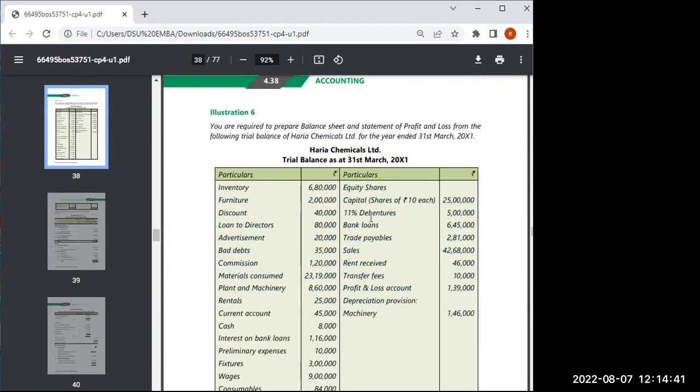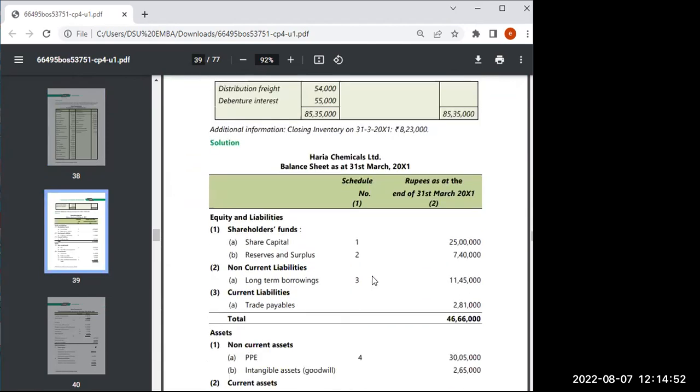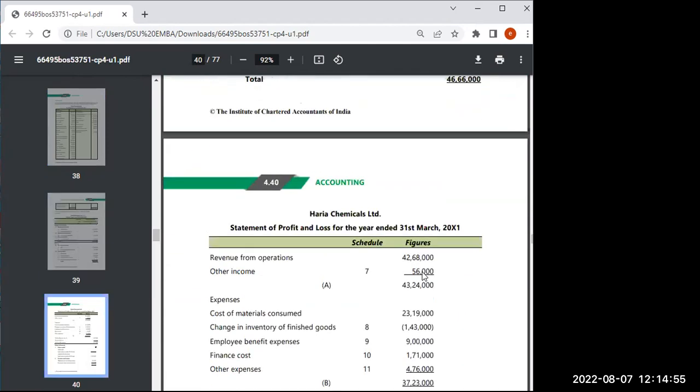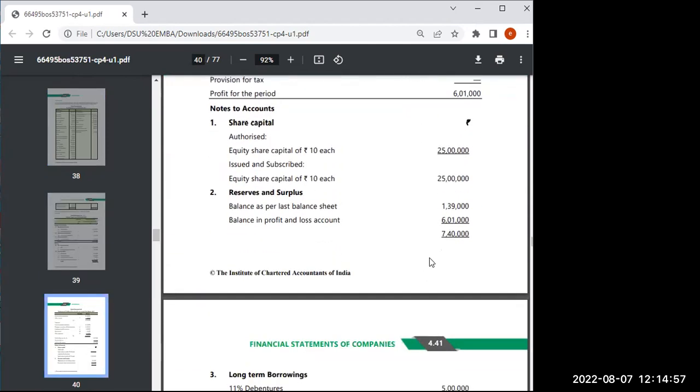Bank is there, debenture is there, trade payable is there, sales, rent, transfer, depreciation, machinery, profit and loss account. Only that much is there. There is nothing about reserve, so I just leave it. So the total will be 7,40,000, which is only surplus. There is no reserve, but we write it in the format as reserves and surplus. If there were a reserve, it would be last year's reserve plus transfer of current year reserve put together. Okay, write 7,40,000.